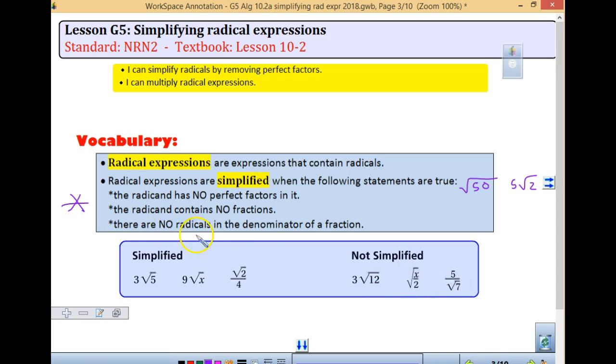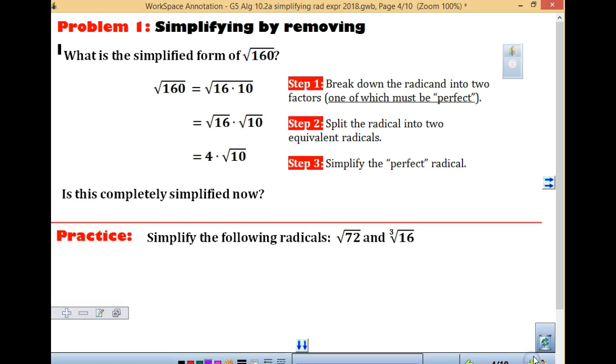And then it says that there are no radicals in the denominator of our fraction. So you can have a fraction. It's just that the square root, the radical, cannot be in that fraction, okay? So those are going to be the key things to look back at and see if they're simplified or not. So the first one they give us is the square root of 160. This is what we've been doing on that worksheet. 160 is 16 times 10. Square root of 16 is 4. 4 square root of 10. Is it now simplified completely? Yes, because 10 is 5 times 2, but neither of those are perfect squares that we could simplify.